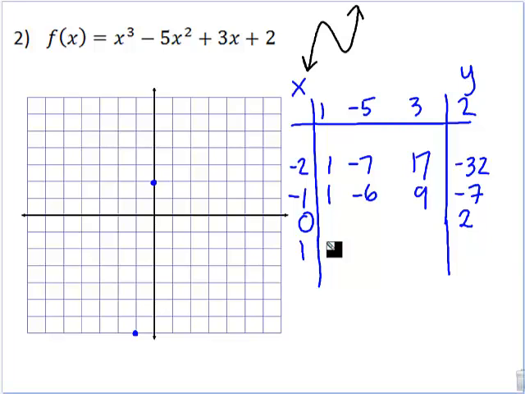So let's go for 1. Hopefully 1 will show that we're going back down. So drop down your 1, and then 1 times 1. 1 plus -5, -4. -4 times 1, -4, add your 3, -1. -1 times 1, -1, add it to 2, 1. So we have the point 1, 1.